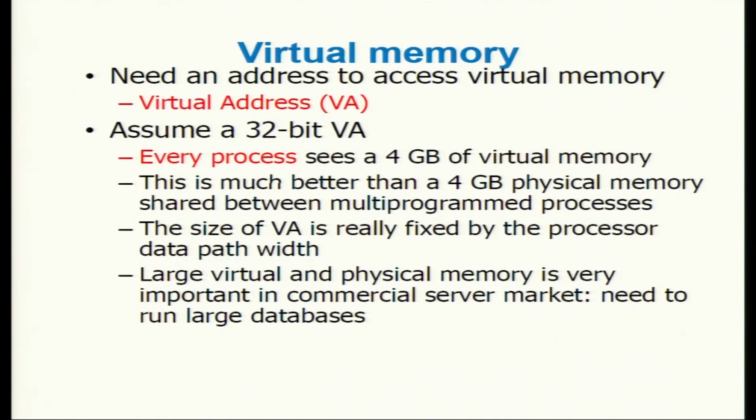Virtual memory requires a virtual address, because it's a memory, it requires an address. If you assume a 32-bit virtual address, then every process sees a 4 gigabyte memory. And what is a process? A process is essentially a program. A program, when it runs, becomes a process. That's the technical name used for a running program. So every process sees this 4 gigabyte of virtual memory, which is much better than 4 gigabytes of physical memory shared between multiple processes.